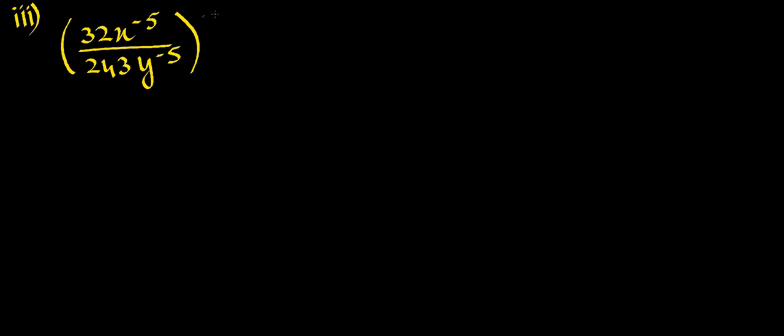It says 32 x raised to minus 5 upon 243 y raised to minus 5, the whole raised to minus 1 upon 5. I'm sorry children, this is the fourth sum. This is not the third sum. I will do the third sum later. Let's continue with this as the fourth sum.